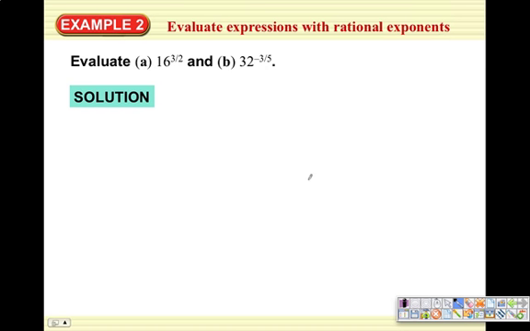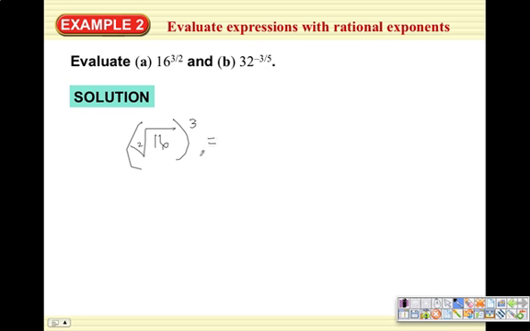All right, evaluate 16 to the 3 halves and 32 to the negative 3 fifths. Here we go. Let's write it out to see what it looks like. 16 to the 3 halves means the square root of 16, and then I like to put the exponent outside, to the third. Okay? Now you can do this all in your head.